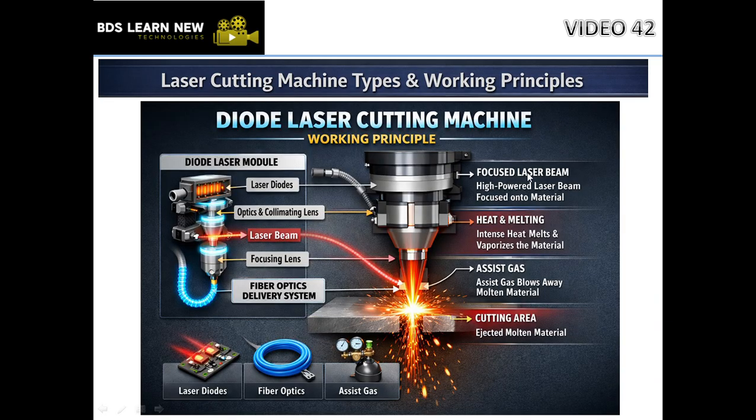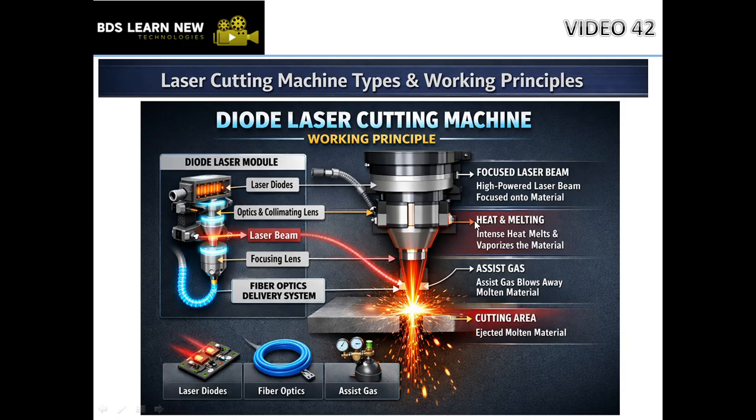Then we have this diode laser cutting machine working principle, which consists of the diode laser module. As you can see, it would produce the laser. Then we have optics and collimating lens, right, like this. Then we have this laser beam produced, and then we have the focusing lens. Then we have the fiber optics delivery system, just like a pipeline over there. So what we get? We get a focused laser beam, a high powered laser beam focused onto material.